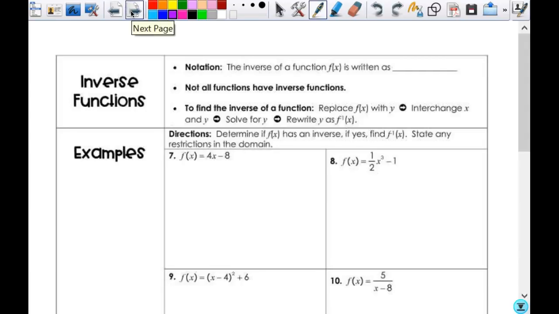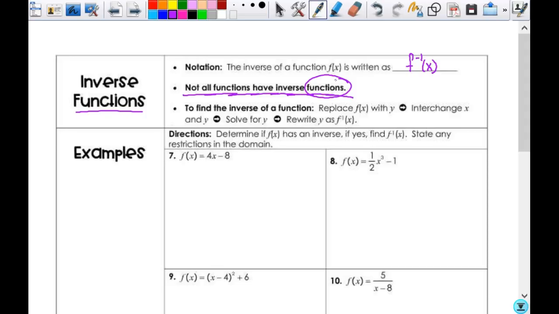So, talking about inverse functions now, because over there we were talking about just relations and possibly functions. So, notation. The inverse function of f of x is written as this. Again, it's important to understand that not all functions have inverse functions. They may have an inverse relation, but they don't necessarily have an inverse function. So to find the inverse of a function, you replace f of x with y, interchange x and y, solve for y, and then rewrite it as the inverse of f of x.